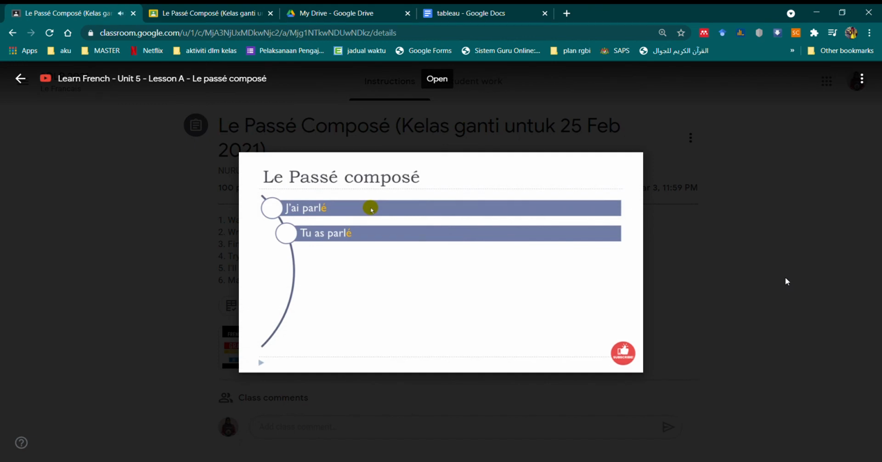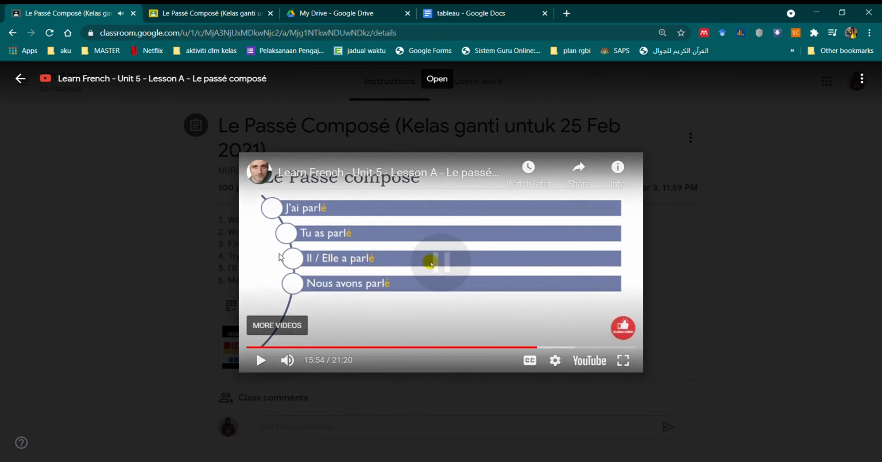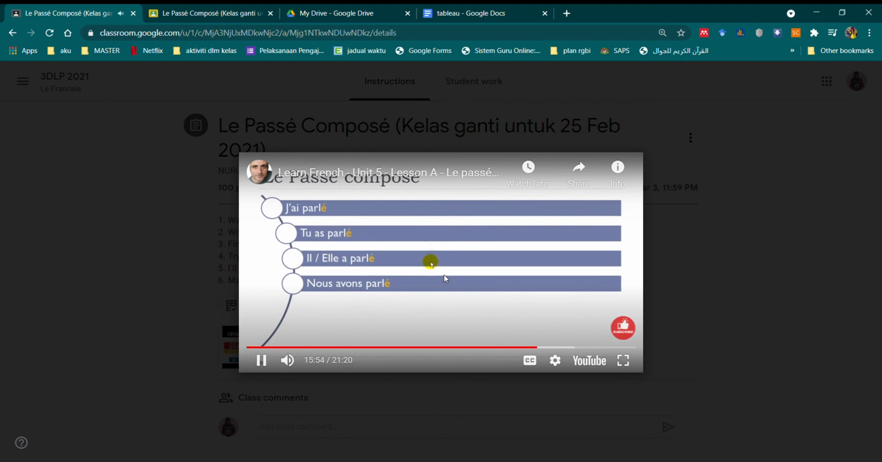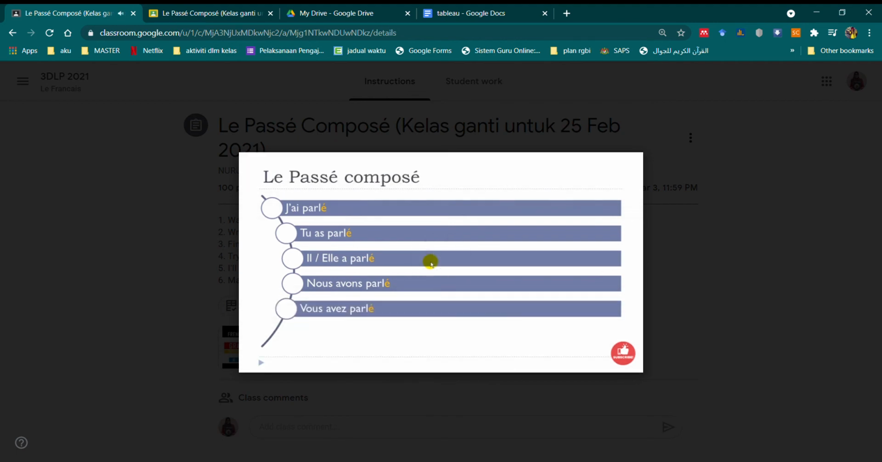Tu as parlé. Il a parlé. Elle a parlé. For this one there is a liaison: il a parlé, elle a parlé. Only that she read it one by one earlier. Nous avons parlé. Vous avez parlé. Ils ont parlé. Elles ont parlé.